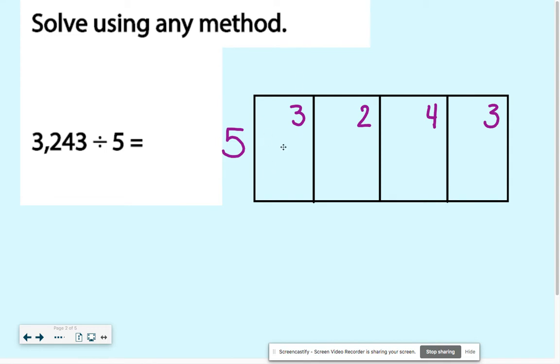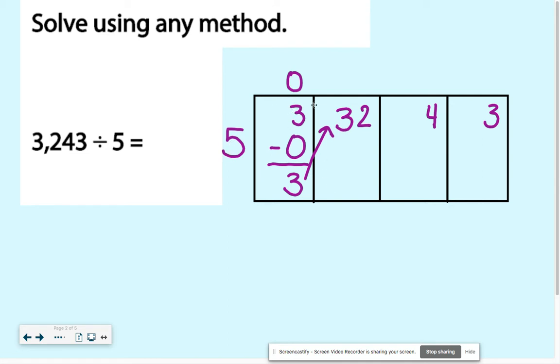What times 5 can get us 3? Hopefully, you said nothing. 0 times 5 is 0. And then we're going to subtract, and we get 3. What we're going to do with this 3 that we have left over is we're going to bring it up to the box next door and put it in front because it was in front of it.